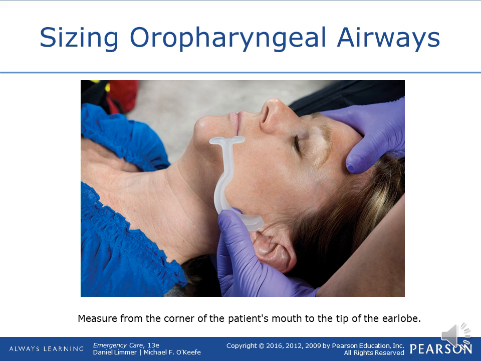When you want to select what size OPA to use, it's a really simple step. You take the OPA and measure between the edge of their mouth and the tip of the earlobe. That is just a general rule of thumb for sizing an OPA. Pretty quick. Most kits on an ambulance have five various sizes, and on adults you're generally at the biggest one or the second biggest one. For little kids, it varies in between.